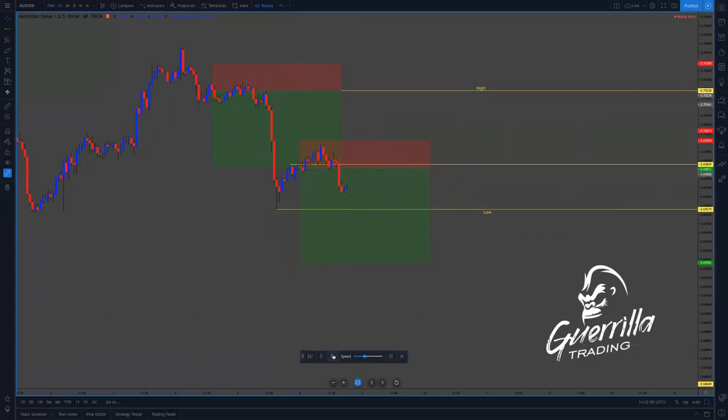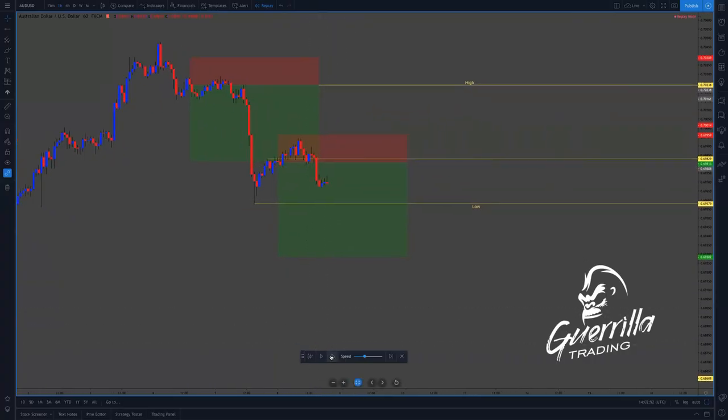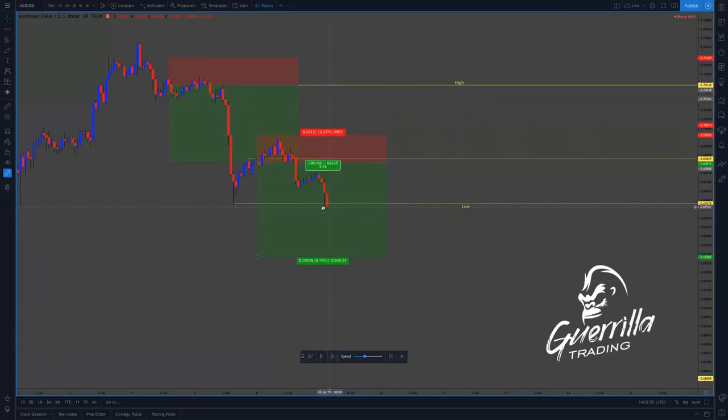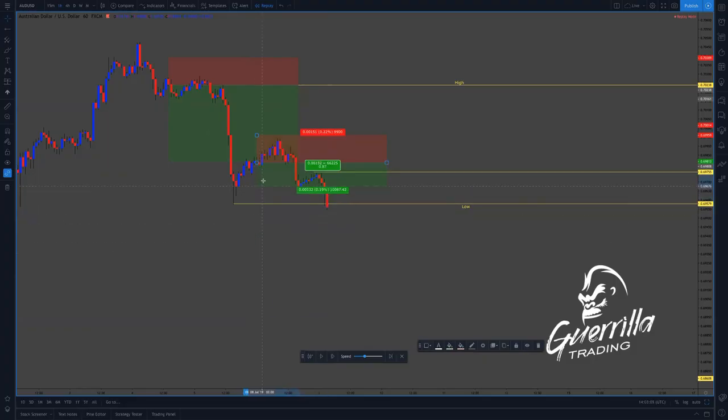So let's continue down. Now you can see that we've broken this low. So what I'll do is I'll look back at the most recent high, which is here. That's the most recent high, which means that now both positions will be better than break even. So the first position will be locked in at 3.2%, and the second position will be 0.3%.